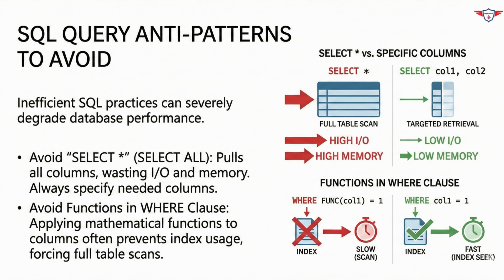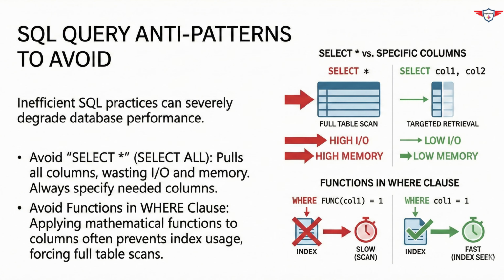A classic anti-pattern is using select star. This pulls back every single column, consuming unnecessary I/O and memory. Always specify only the columns you need. Another area to watch is functions on columns. If you write a query where you apply a mathematical function to a column in your where clause, DB2 often can't use the index on that column. It has to scan every row to calculate the value.